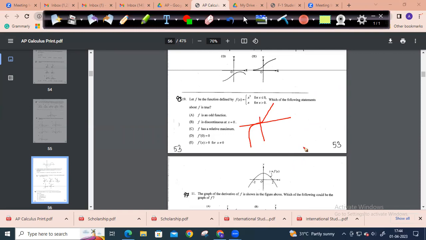So just think, it is a question all about basic functions. It is all about functions.